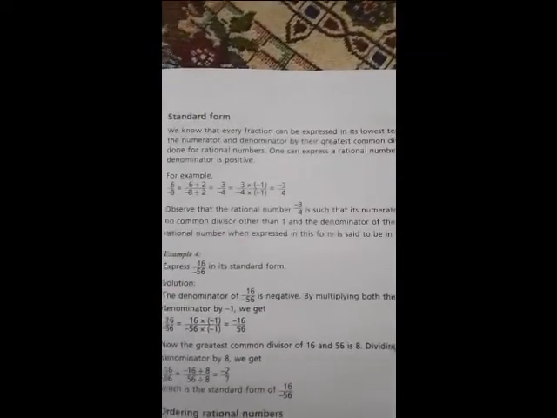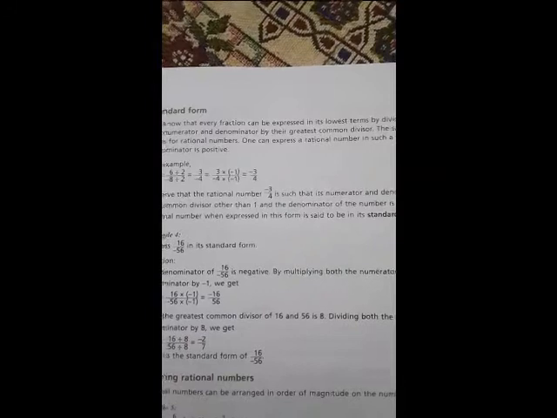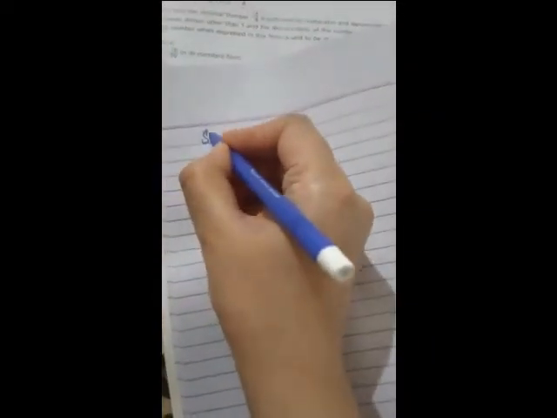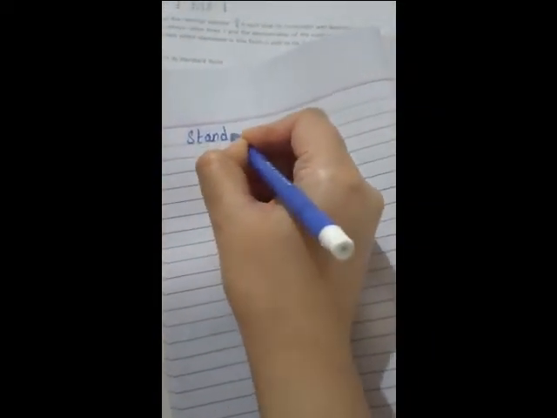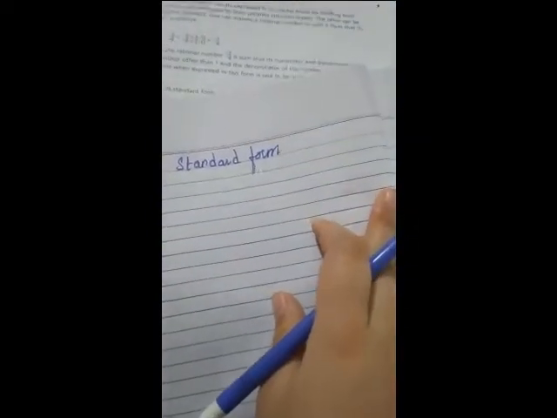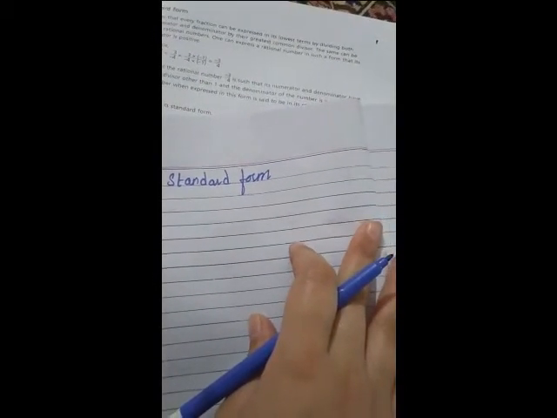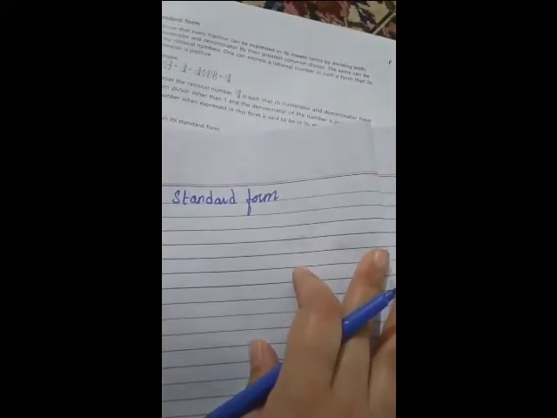Now I am going to tell you what is standard form. We know that every fraction can be expressed in its lowest term by dividing the numerator and denominator by the greatest common divisor. The same can be done for a rational number. One can express a rational number in such a form that its denominator is positive. Standard form. So the first key concept which we are going to study in this exercise is how to write a rational number in standard form.